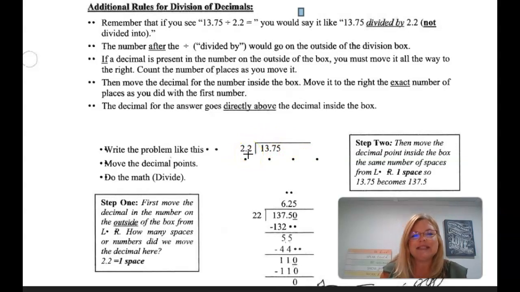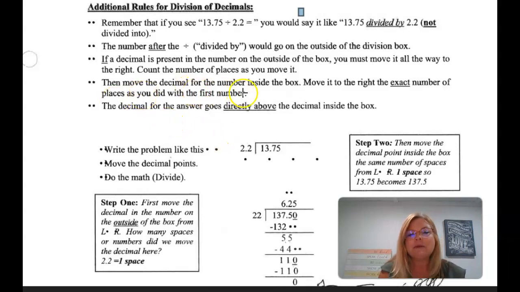If a decimal is present in the number on the outside of the box, so this number is 2.2 on the outside of the box, you must move it all the way to the right and count the number of places that you move it, because when you count the number of places there, you have to do the same on the numbers inside the division box. So we'll talk about that in a second.